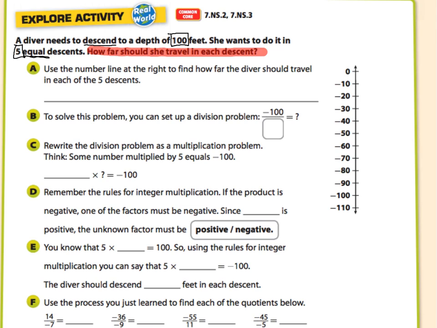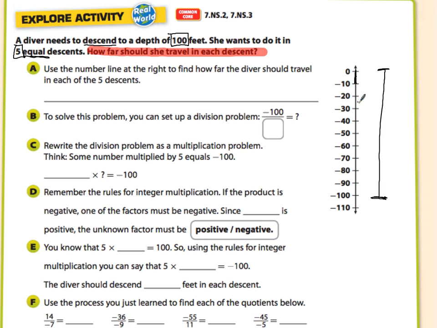All right, so here we're going to use the number line to find how far the diver should travel in each of the 5 descents. So if we want to go from 0 to 100 and we want to do it in 5 equal descents, we need to take a look at how we could chunk this up into 5 equal descents. Well, here, if I do 10, that would be 1, 2, 3, 4, 5, 6, 7, 8, 9, 10. And that's too many. She only wants to do it in 5.